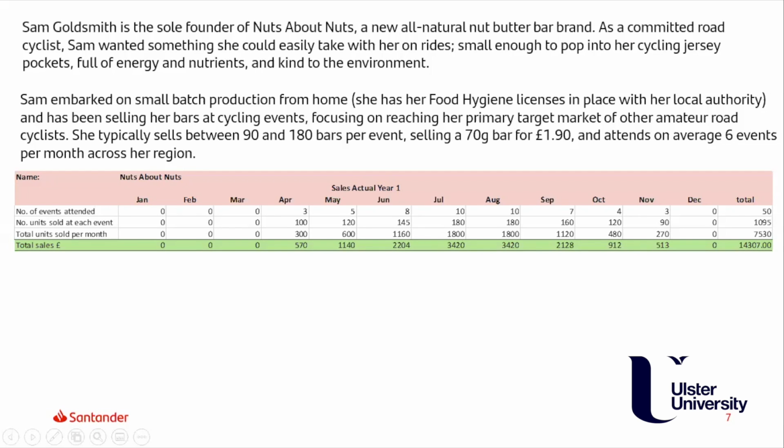So she knows the number of events that she's attended. She's kept track of the number of units that she's sold at each event. She knows her selling price. So she's got a clear picture of what her sales were from her first few months of trading. But Sam now wants to think about the next year. What does year 2 for Nuts About Nuts look like? And she's got some decisions that she needs to make. So I'm going to take you through a couple of different scenarios.